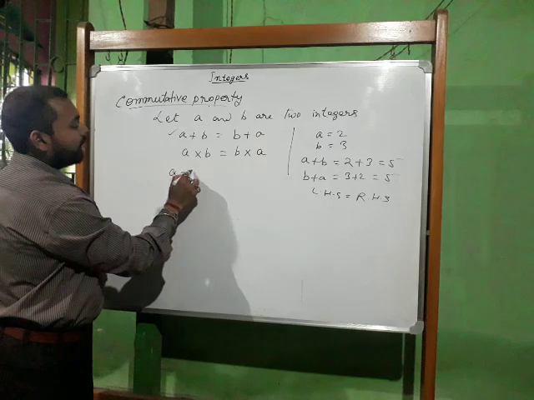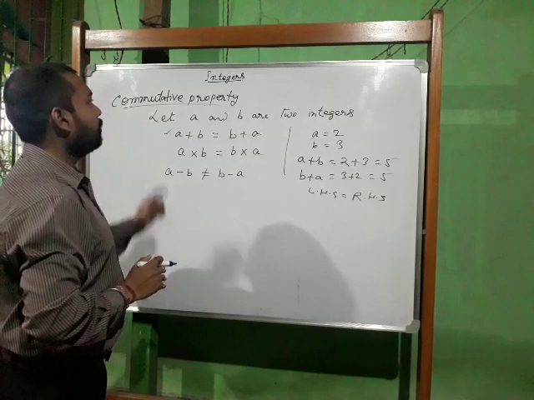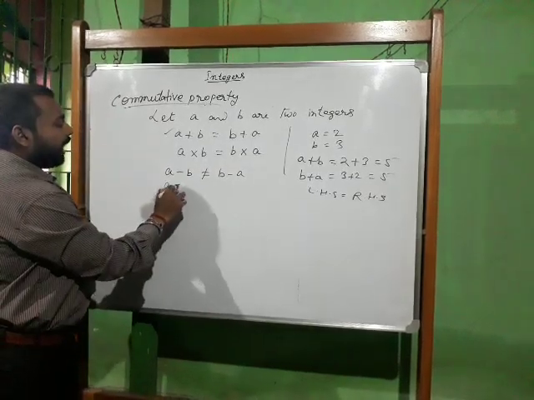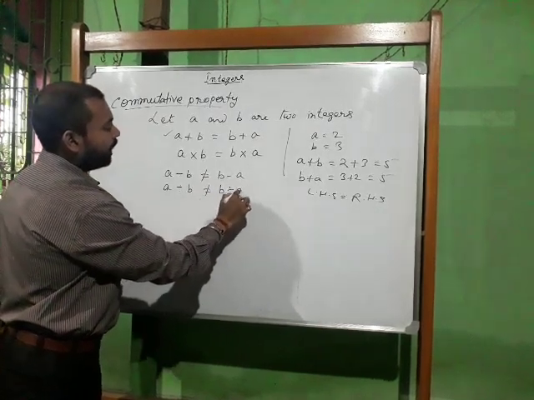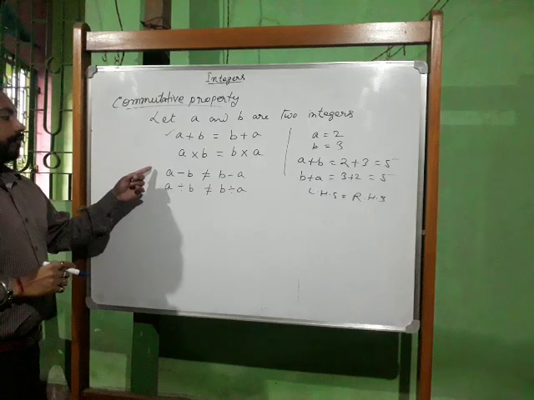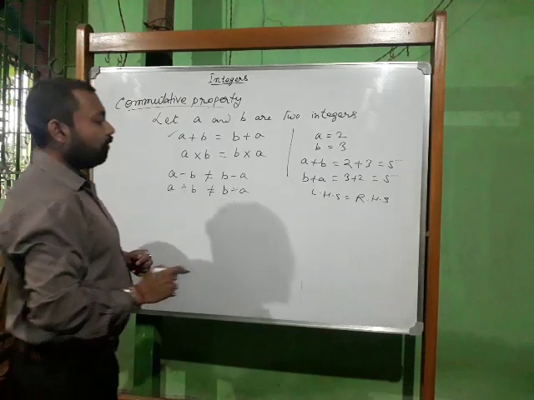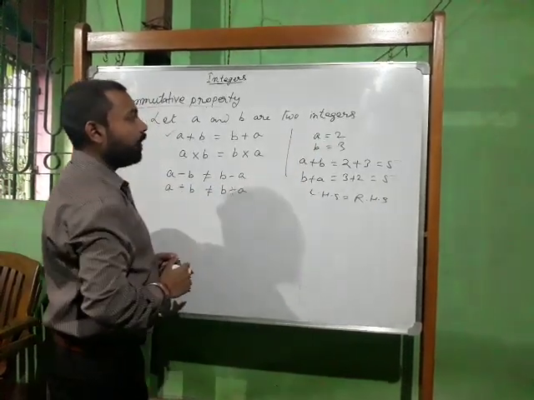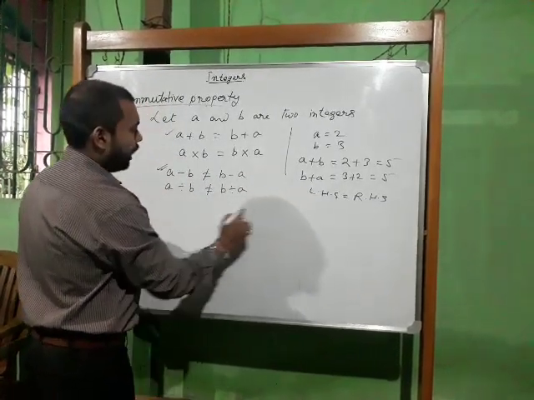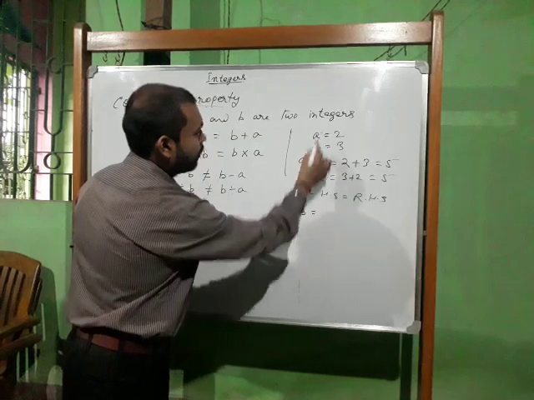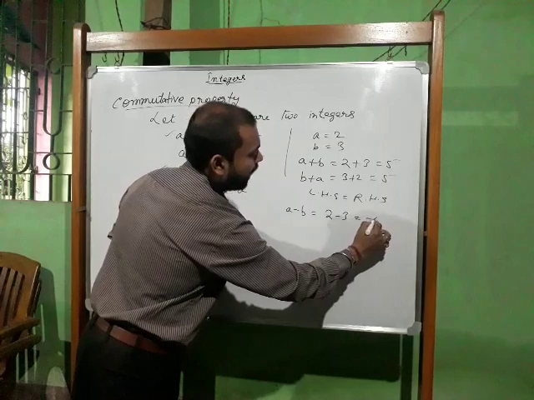Now a minus b is not equal to b minus a. Subtraction doesn't follow commutative property. Again, a divided by b is not equal to b divided by a. So subtraction and division don't follow commutative property. You can prove this how? Again, let us take the same values 2 and 3. So if I take the subtraction part, a minus b, the value of a is 2, b is 3. So 2 minus 3 is equal to minus 1.